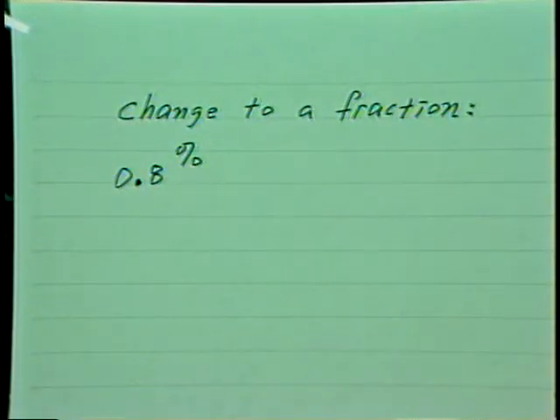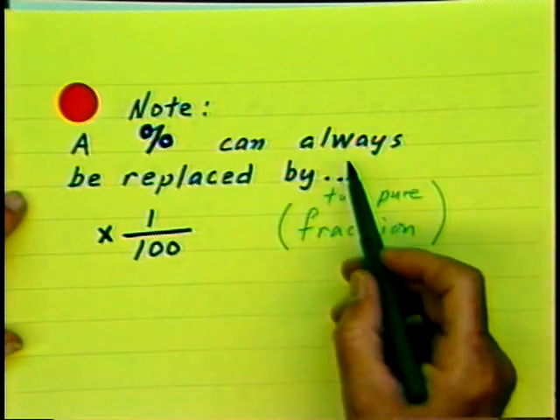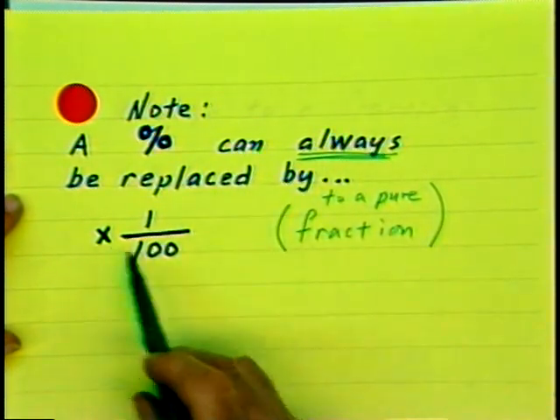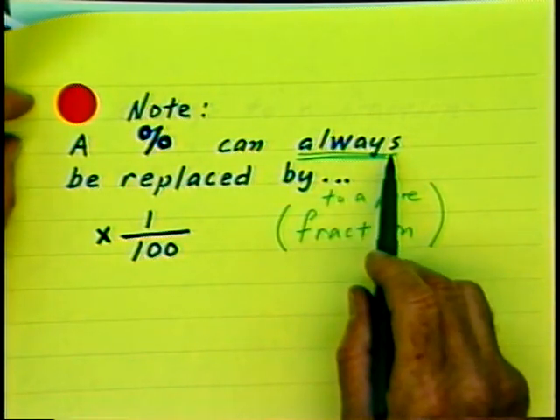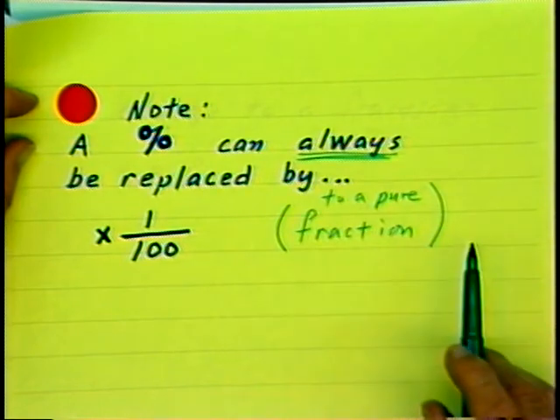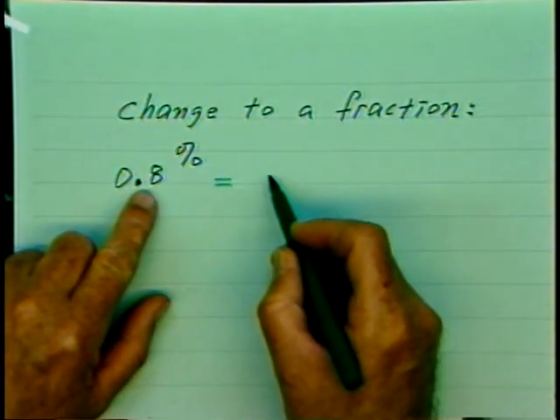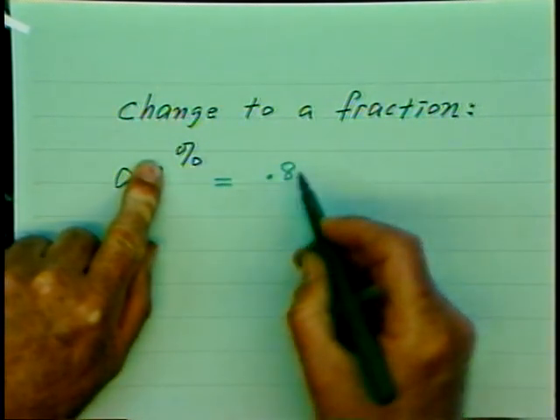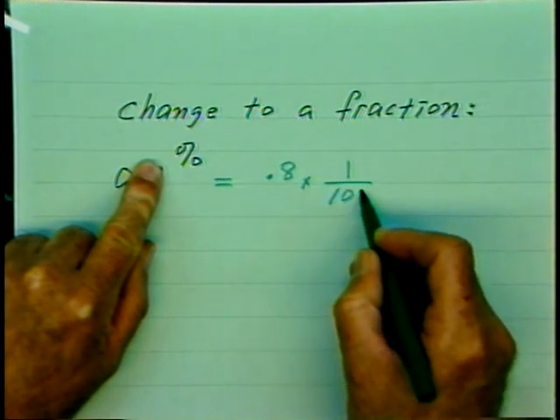Let's do a couple more just to drive that point home. Our rule is that the percent can always be replaced by times 1/100th. Now this doesn't mean you always do it. It just means you may always do it if you wish. So in this case, let's see what happens. We have 0.8, that's that part right there, and the percent is being replaced by times 1/100th.